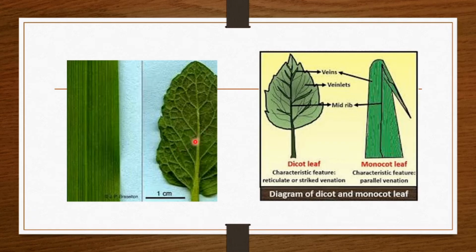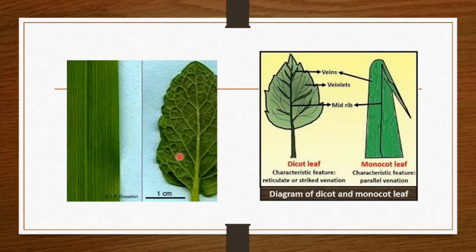Based on the posture, there are two kinds of leaves. They are dorsiventral or bifacial leaves and isobilateral or equifacial leaves. Most of the dicot leaves are dorsiventral, but most of the monocot leaves are isobilateral or equifacial leaves. In last session, we have discussed about the isobilateral or monocot leaves.